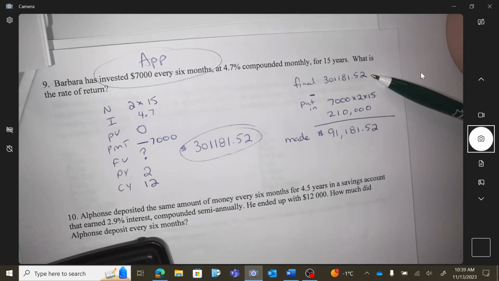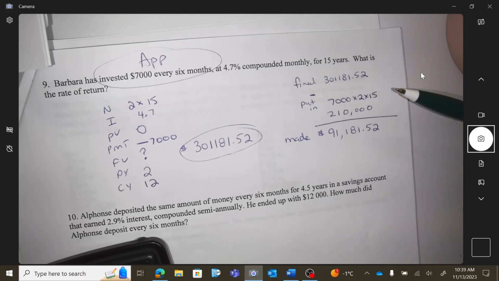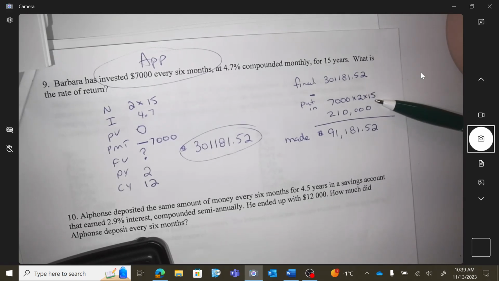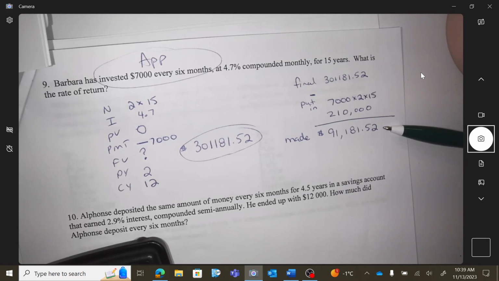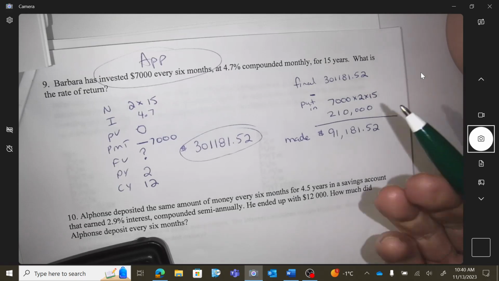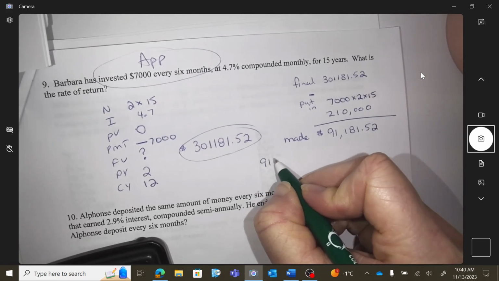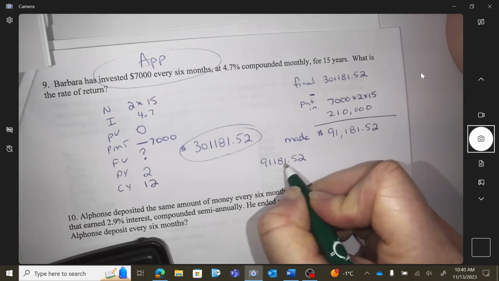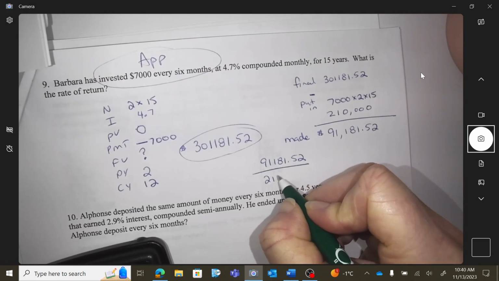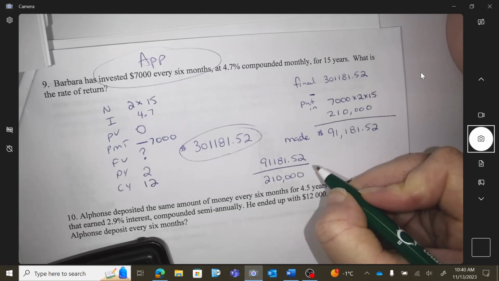So does this make sense, what I'm labeling for you? This is what I had at the end of the game. This is how much money I was putting in from my own pocket. So therefore, this is how much money the bank put in as the interest part of it. Okay? So what is the return? The money you made divided by the money you would have had to put in.